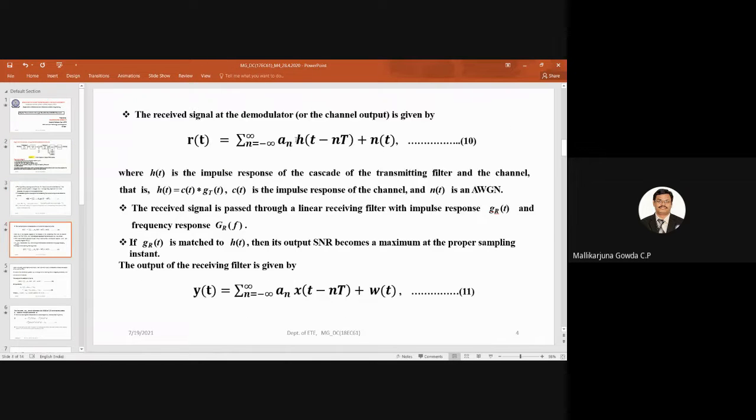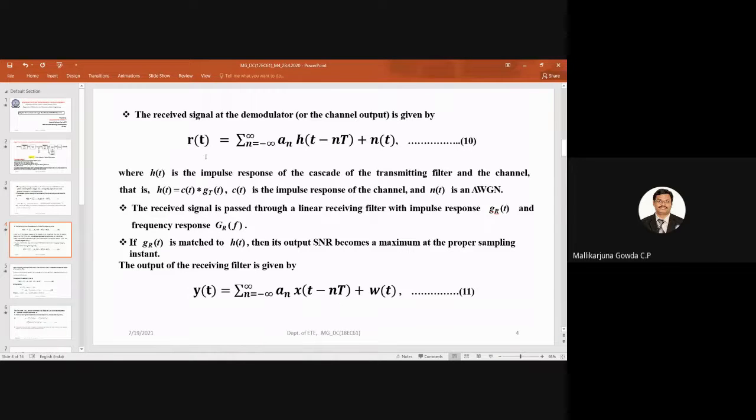Yeah. So in the same way, even this is also written in the form of summation of h of t minus nT with the different amplitudes, plus the noise. So h of t, as I said, is the impulse response of the cascade of the transmitting filter and the channel. So h of t is equal to c of t convolved with gT of t, where c of t is the impulse response of the channel and n of t is the additive Gaussian noise, right?